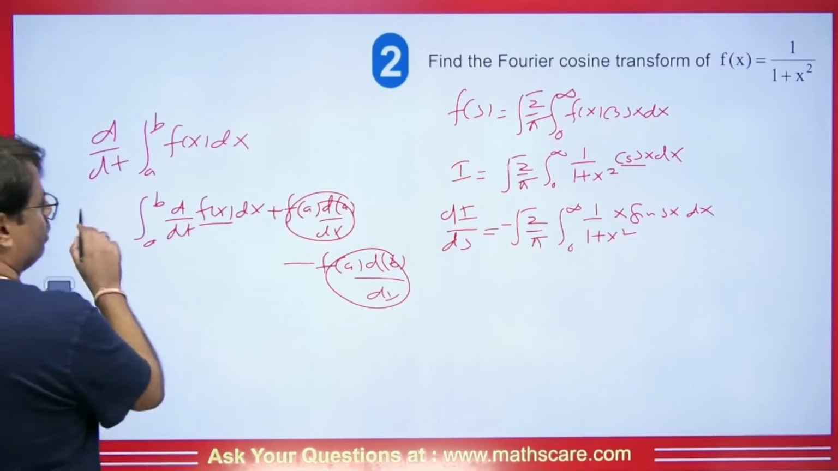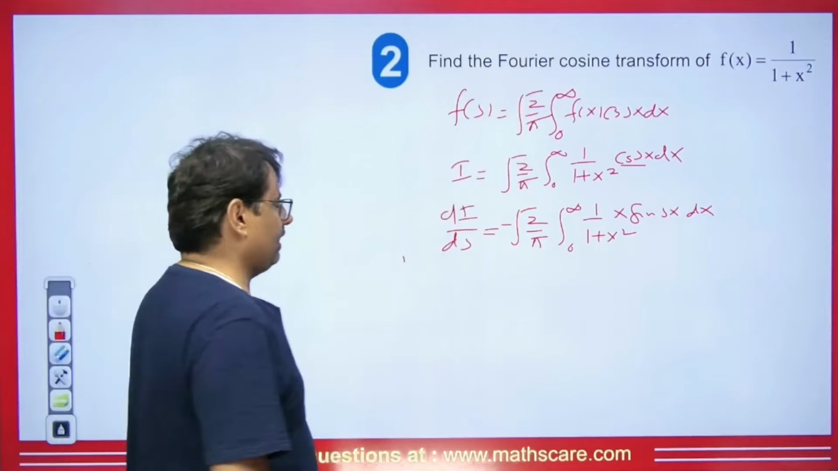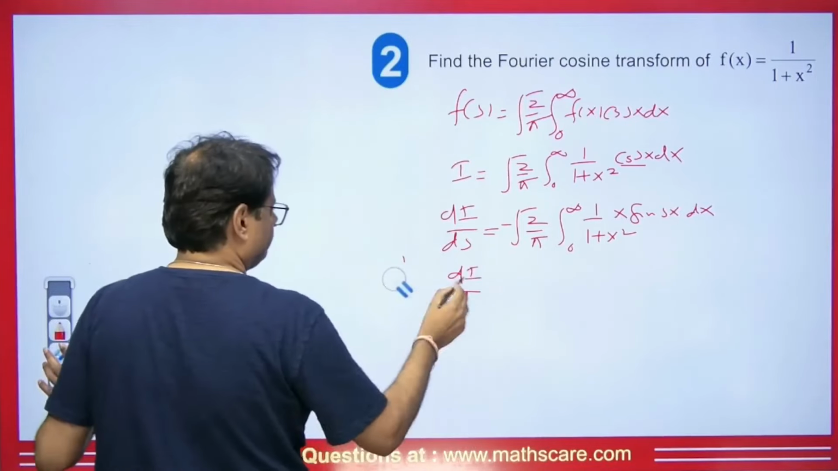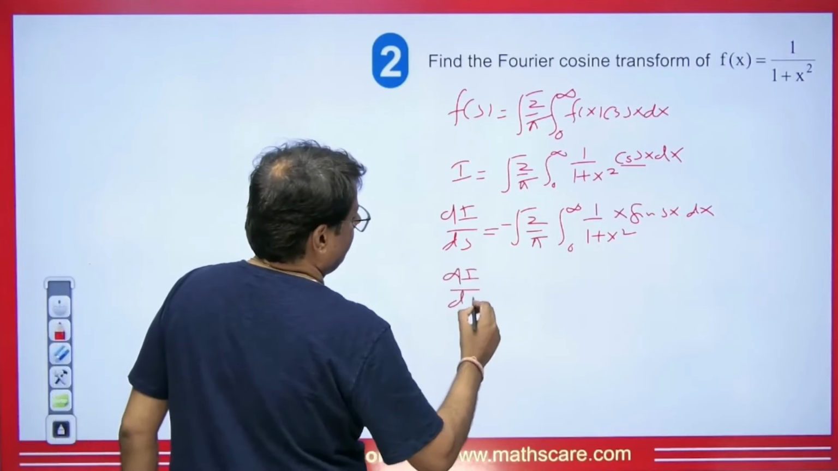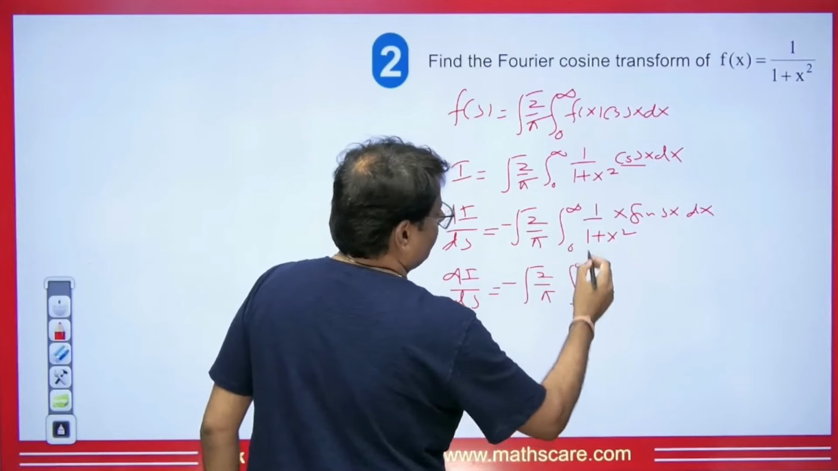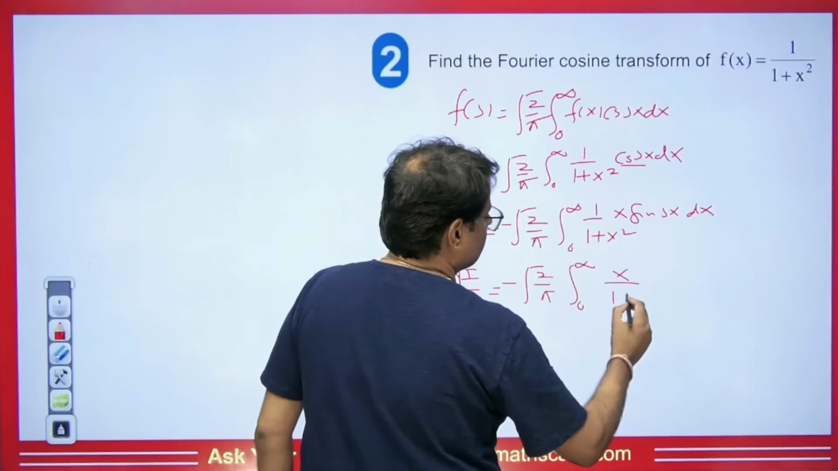If you are not familiar with this topic, then you can watch my YouTube videos on it or find its video on IIT-JAM. Clear? So here it will be d by d. Sorry, I wrote it wrong. So students, this will be dI/ds equals minus 2 by pi, integral from 0 to infinity of x upon 1 plus x square.